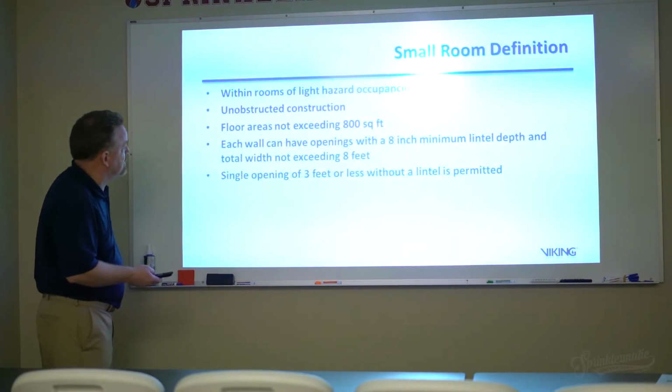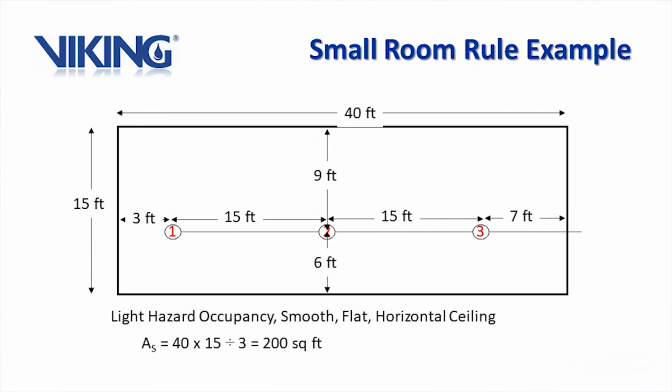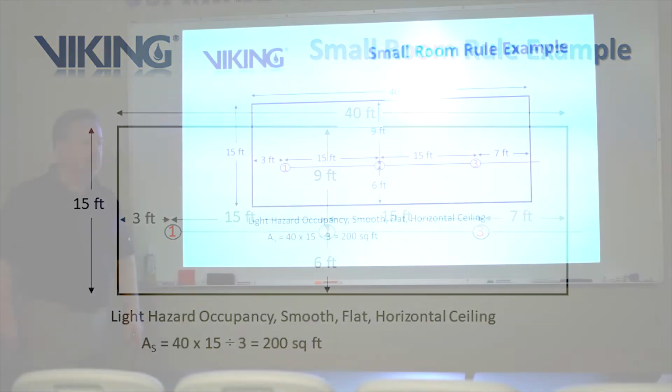So let's apply this in this case here. What I've got is a light hazard occupancy, smooth flat horizontal ceiling. Area per sprinkler 40 by 15 divided by 3 is 200 square feet per sprinkler. 200 square feet per sprinkler. Is that permitted? Yep. By virtue of the area of operation, I can go up to 225.